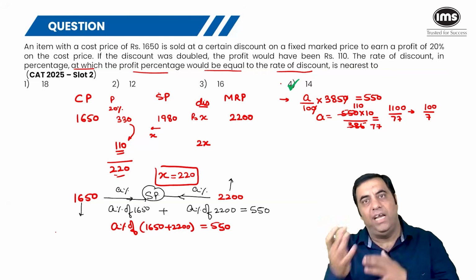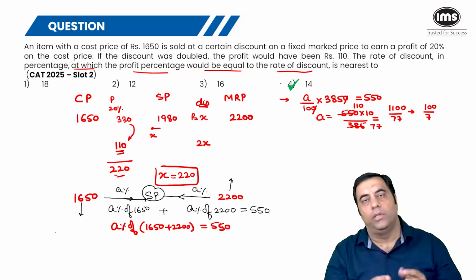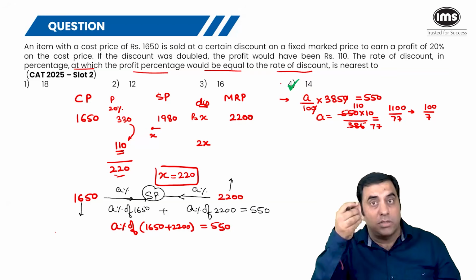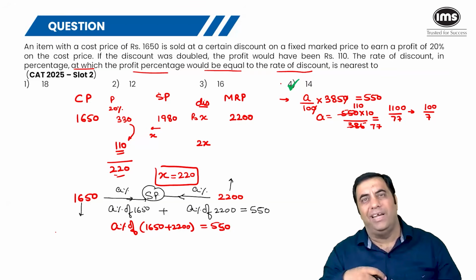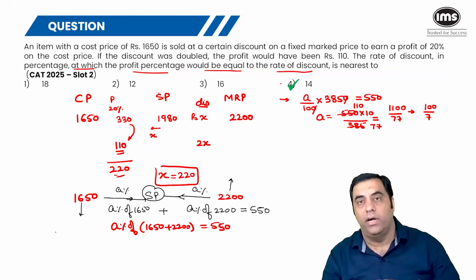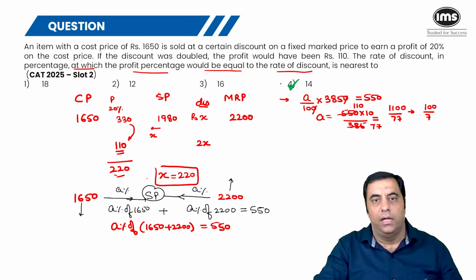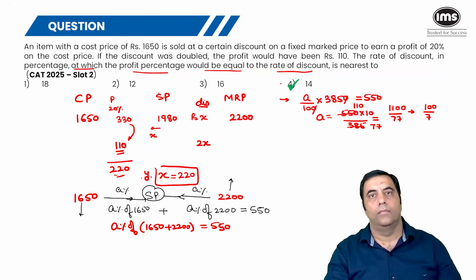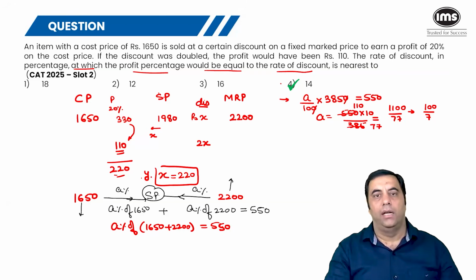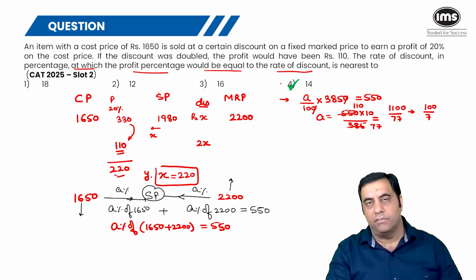You could have extended that. You could have done it in a different way, which looks easy to you. I'll just show you that, but that would have taken more time. Therefore, ideally, it is avoided. What you could have done is, let's say this is my selling price, which is Y. Then the gap between Y and 1650 is going to be Y minus 1650, and the other gap is going to be 2200 minus Y.